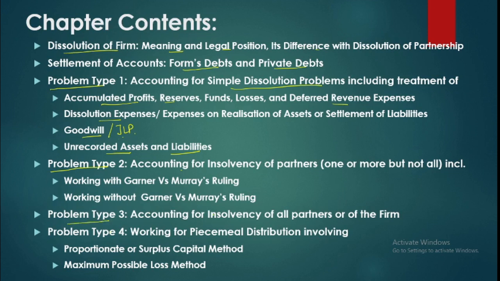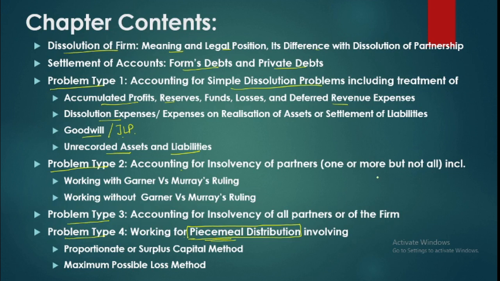Then the third type of problem is when the whole firm, that is all the partners of the firm, have become insolvent. So how to account for the same, and what will be its effect on the closing of the accounts and on the disposal of assets and payment of liabilities. Finally, fourth is working for piecemeal distribution. This is in fact the real way in which a dissolution actually works. When you look at the real scenario when the firm is dissolving, the working takes place in this form, piecemeal distribution, that is distribution of the money as and when you get it.